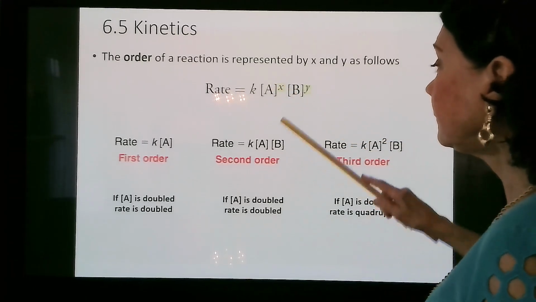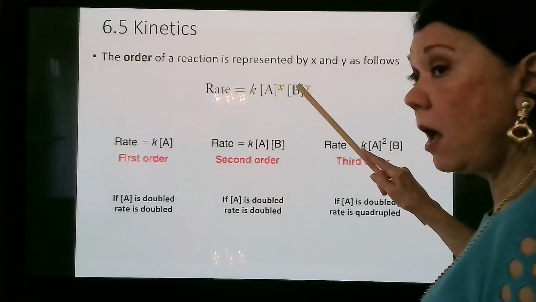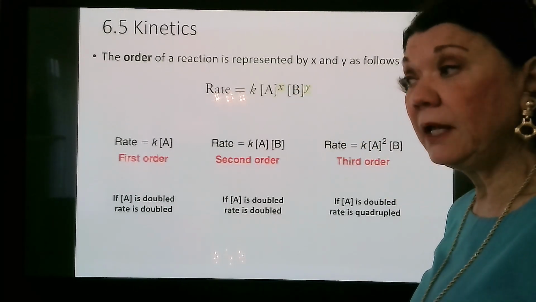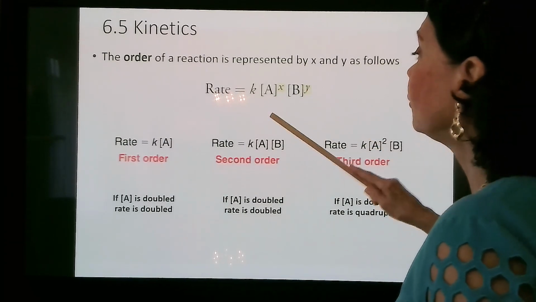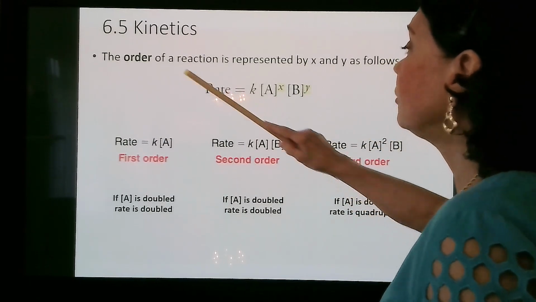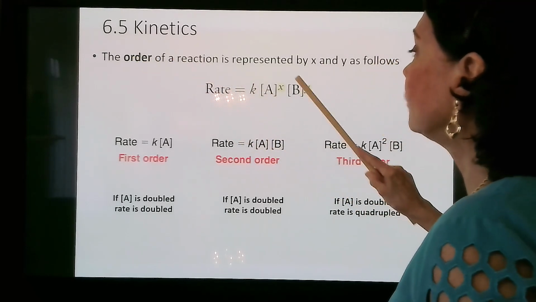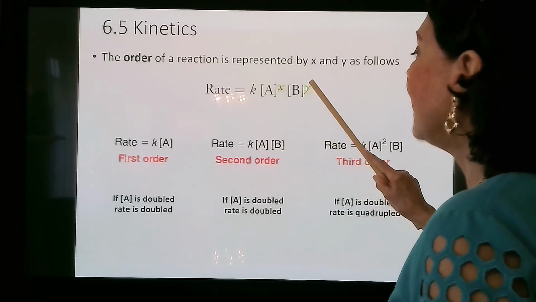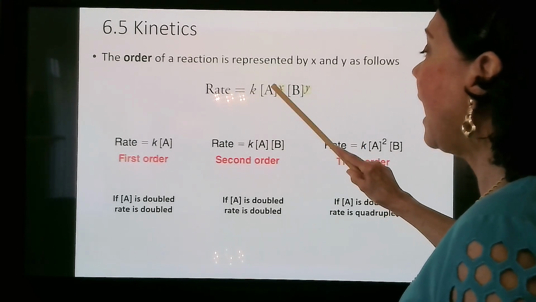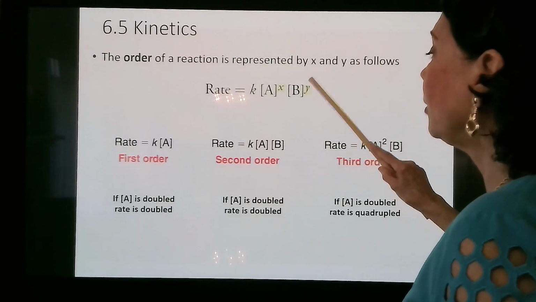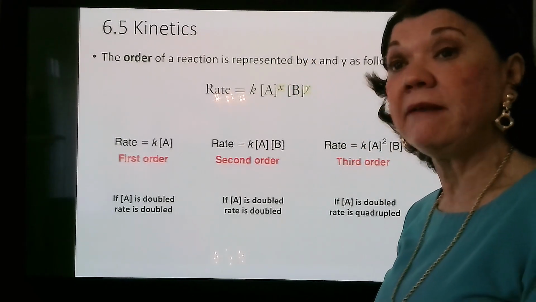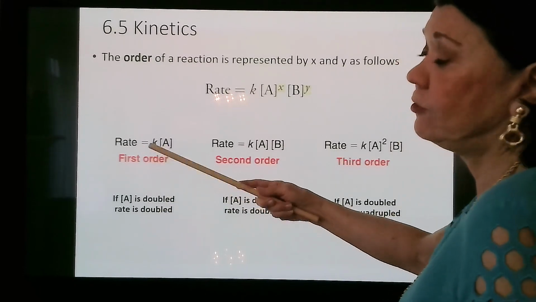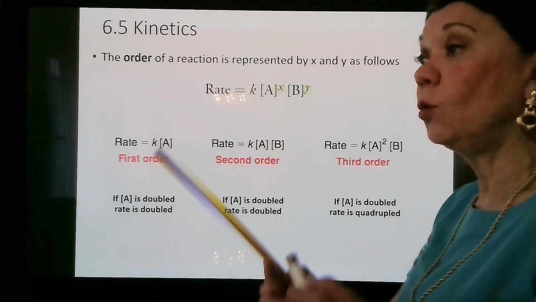If 2 molecules of B are involved, it will be B to the second. If 1 molecule of B is involved, it will be B to the first. And so the order of a reaction is represented by X and Y, and you simply add X and Y. So if this is A to the second power, B to the third power, the order of the reaction will be 5.